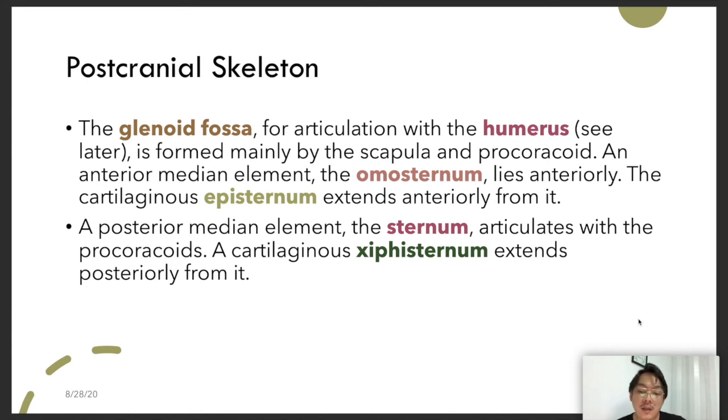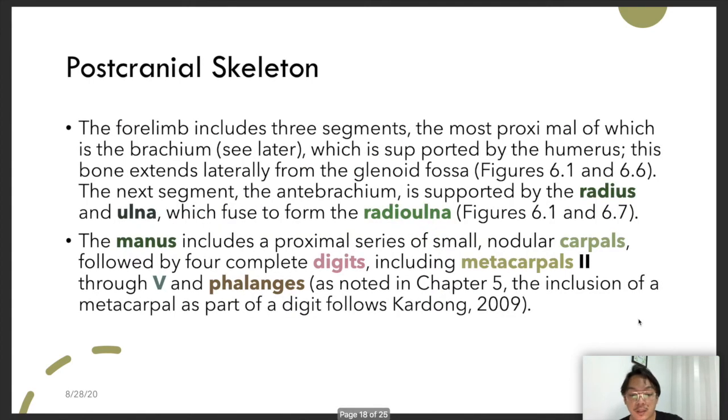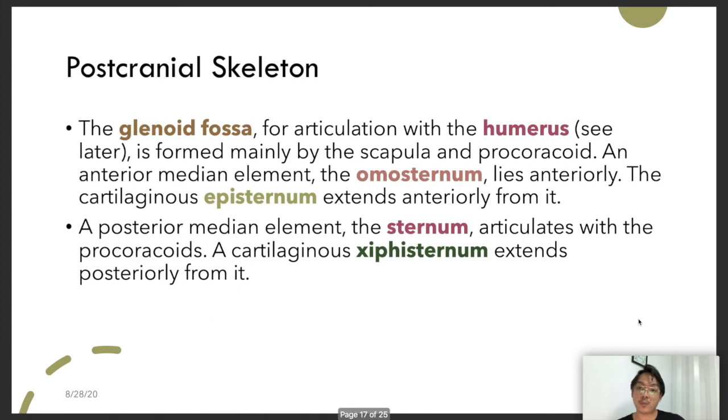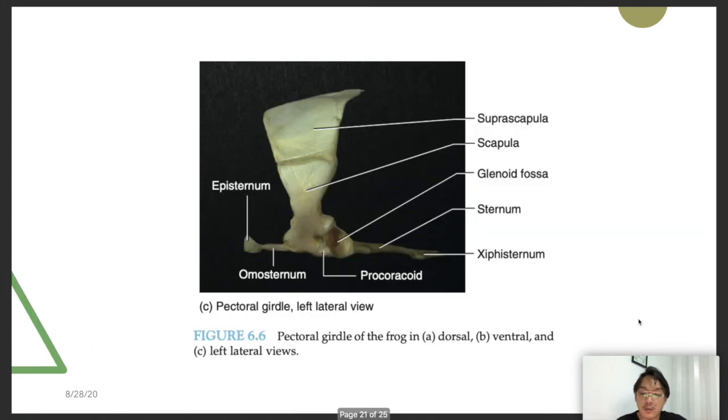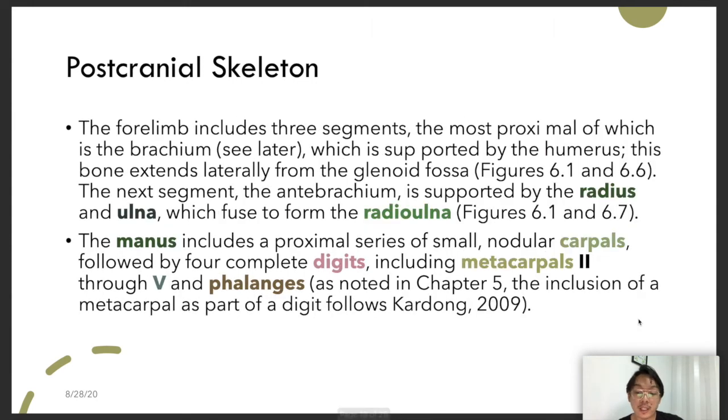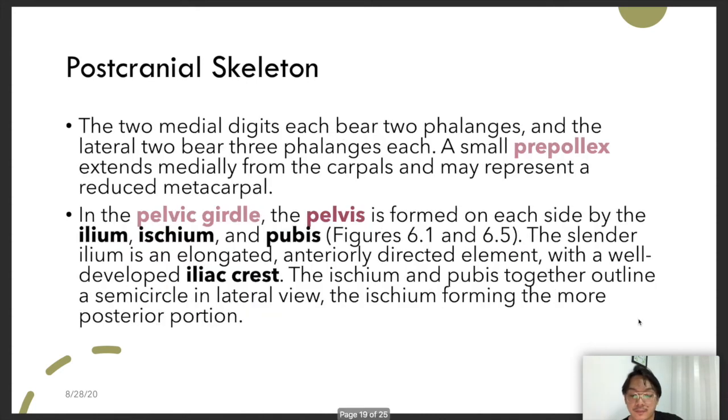For the forelimbs, it includes 3 segments, the most proximal of which is the brachium, which is supported by the humerus. This bone extends laterally from the glenoid fossa, figures 6.1 and 6.6. The next segment is the antebrachium, which is supported by the radius and ulna, which are fused to form the radioulna. The manus includes a proximal series of small nodular carpals, followed by 4 complete digits, including the metacarpals 2 and through 5, and the phalanges, which is included in chapter 5.